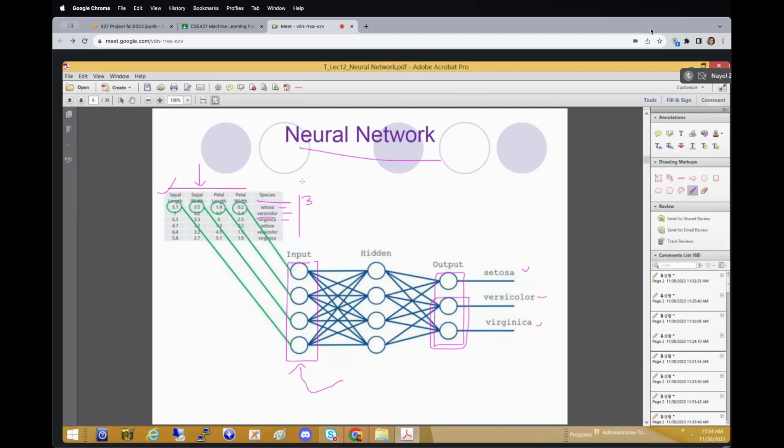So that means for a classification problem, the number of features is equivalent to the number of neurons in the input layer, and the number of classes is equivalent to the number of output neurons in the output layer.